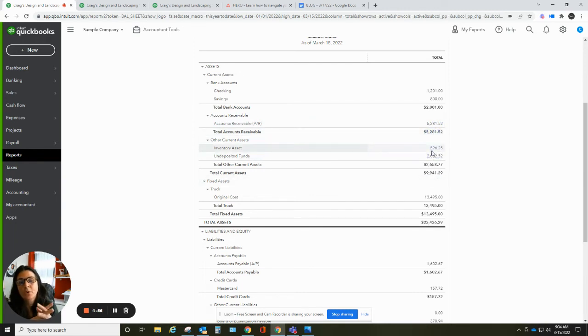So here's an inventory asset. You're not going to see that very much. I'm not even going to bother to talk about it. That's just if you're selling things that you keep in inventory. That's for another day. And your undeposited funds, this is a QuickBooks function.